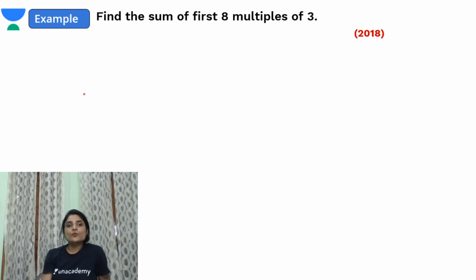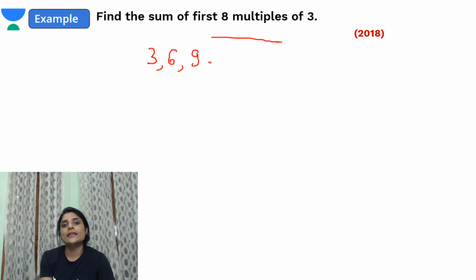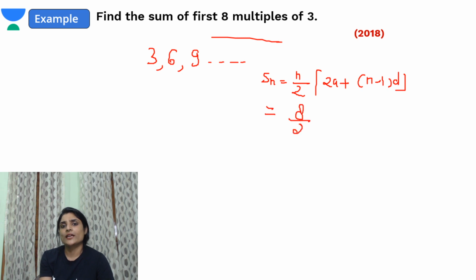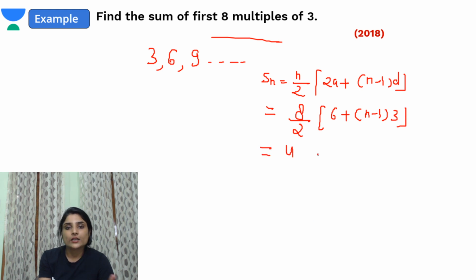Okay, so with this let's move forward with the next question. Find the sum of first 8 multiples of 3. So the first multiple will be 3, second will be 6, third will be 9 and so on. So you need to find the sum of first 8 multiples. The formula will be Sn equals n by 2 into 2a plus n minus 1 d. So n is 8, 8 by 2, 6 plus n minus 1 into 3. That means 4. They are asking 8. So it will be 8.